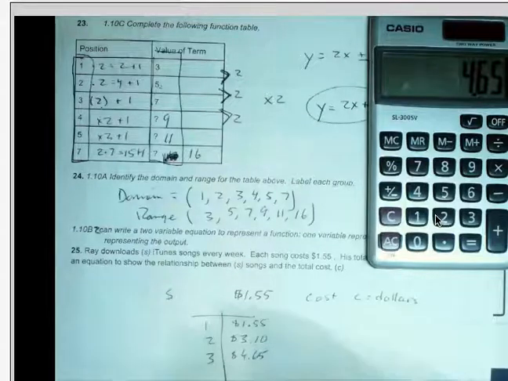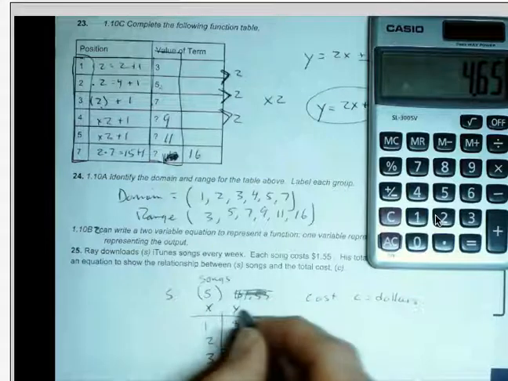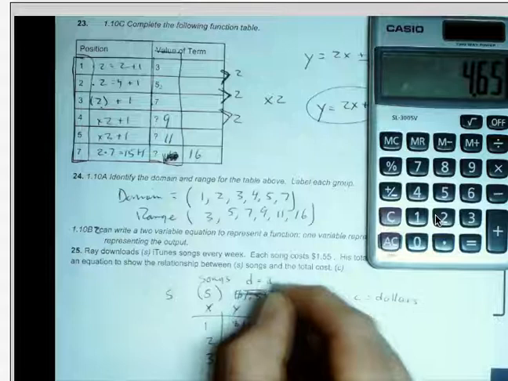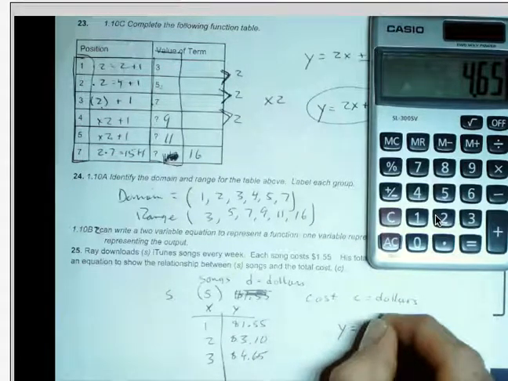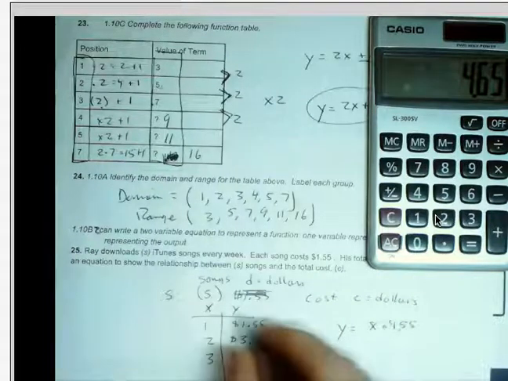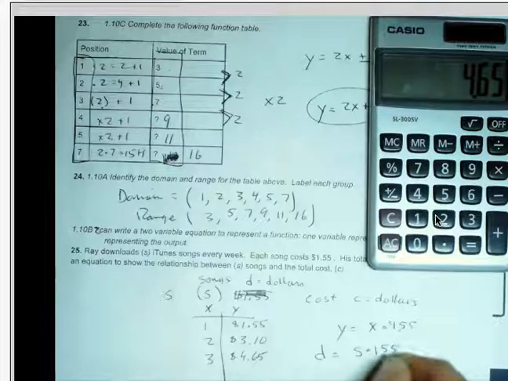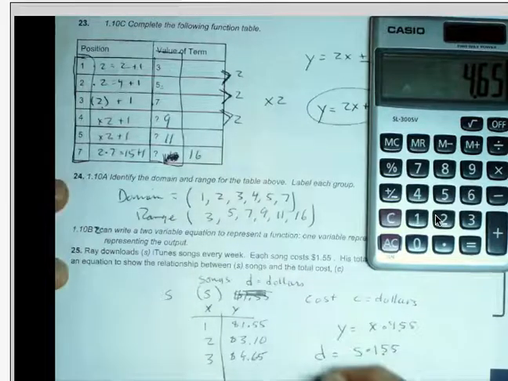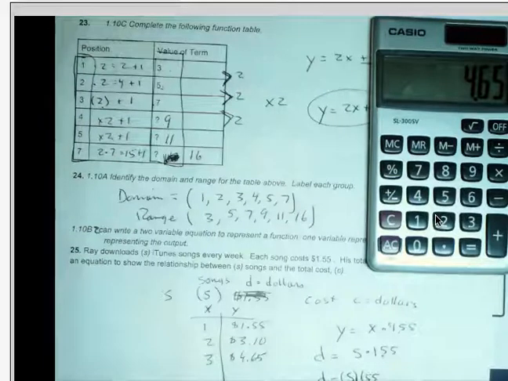So I've got an XY chart here. This is an X and this is a Y, but I've got to put these other things in. So X is really the songs, so the S. This Y is really the D, or the dollars. So if I had to rewrite this, I could say that Y is equal to whatever the X is times $1.55. Or I can use their letters. I can say that the D, the dollars, will be equal to the number of songs times $1.55. Or you can write D equals S times 1.55, and you could put some parentheses here if you'd like to show that that's multiplication. However you want, that is your answer.